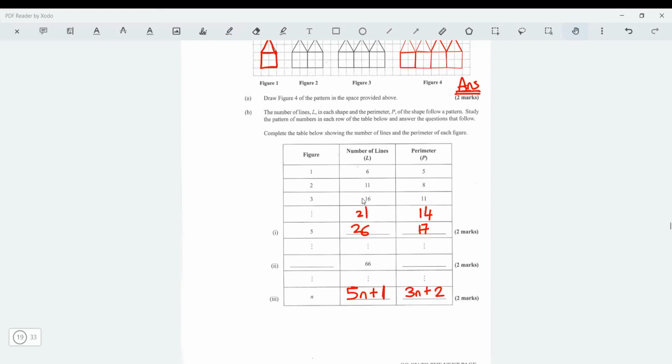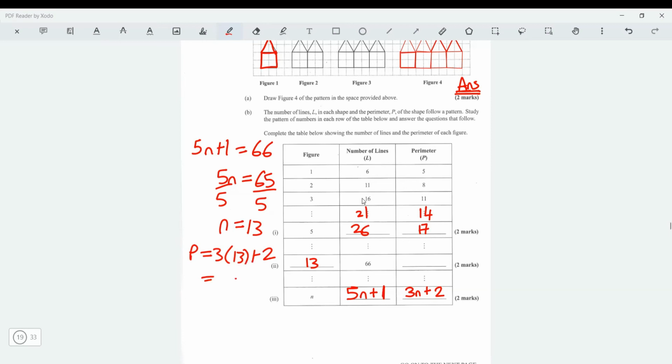So now we can determine what figure number will give us 66 lines. All we need to do is set the formula 5n plus 1 equal to 66. Bring over the 1 to get 5n equals 65. Divide both sides by 5, and so we get n is equal to 13. So when n is 13, the number of lines is 66. Now what's going to be the perimeter? The perimeter is going to be 3 times n, where n is 13, plus 2. 3 times 13 is 39. 39 plus 2 is 41.